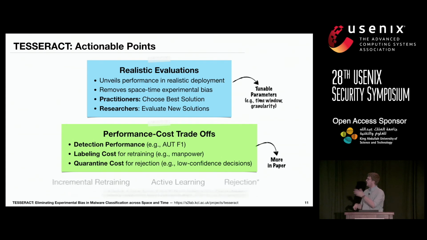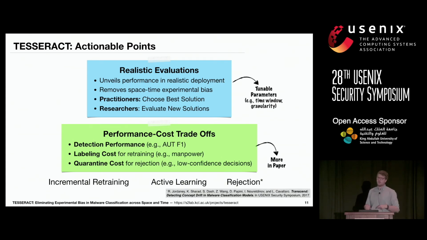And there are more experiments in the paper, and I invite you to read it. In particular, there is one on rejection that is based on a work that we published a couple of years ago at USENIX.